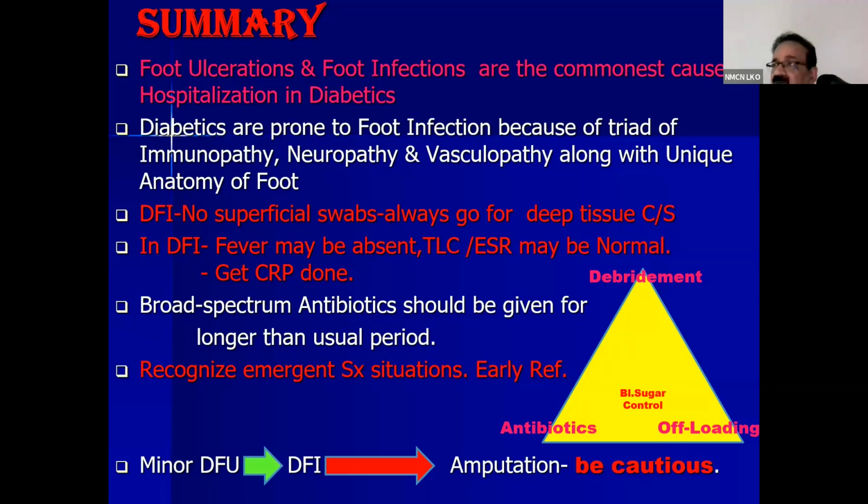And in diabetic foot infection, fever may be absent, ESR may be normal. So get a CRP done. And broad spectrum antibiotic for longer duration. This is the principle. And recognize the emergent surgical situation which I have enumerated. And this is the triad of controlling diabetic foot infection: debridement, antibiotics, and offloading, other than blood sugar control. And you should remember by heart that a minor diabetic foot ulcer may be infected and may ultimately lead to amputation. So be cautious.